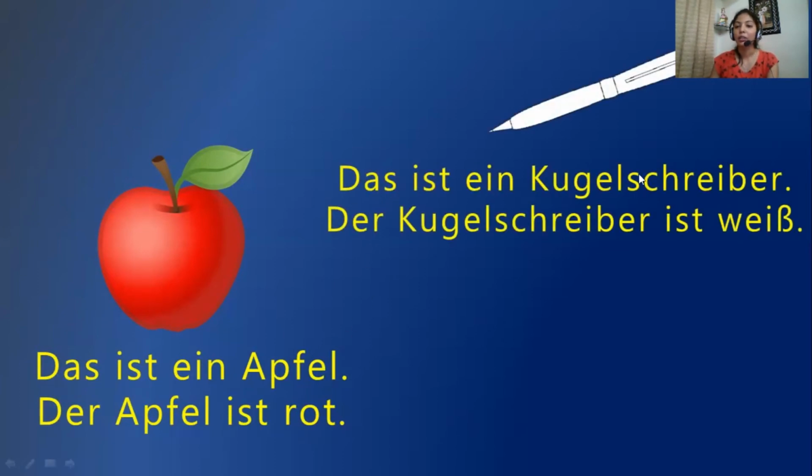Das ist ein Kugelschreiber. So it means that is a pen. So here das is not the neutrum article das. This das means that. Please make a note. This is not das as in das Buch. It is das which means that. So das ist ein Kugelschreiber. Here the article is ein because I'm saying that is a pen. And when I say der Kugelschreiber ist weiß, I'm referring to this pen and saying the pen is white.